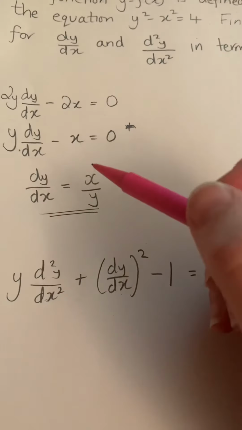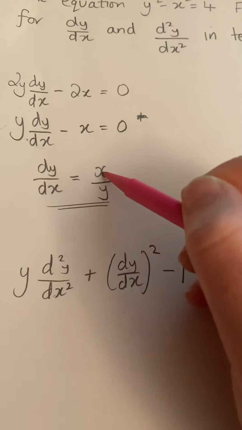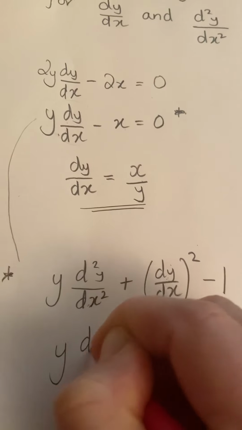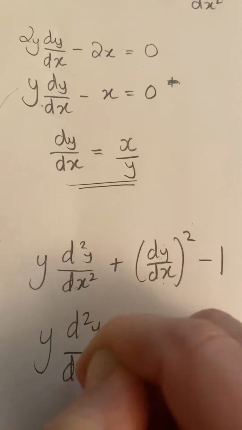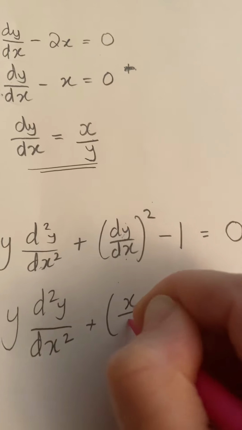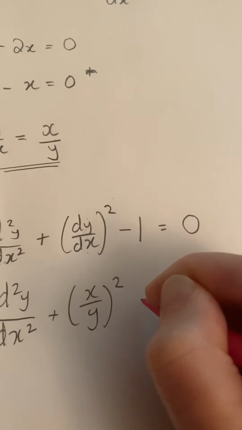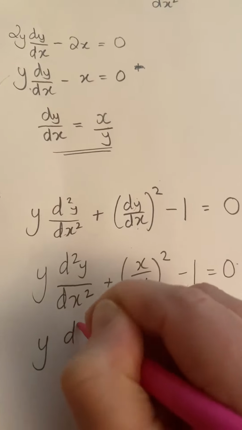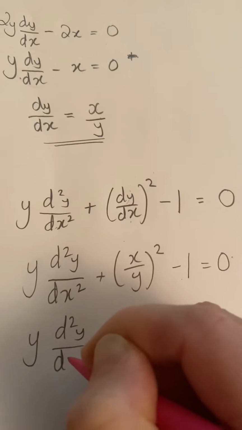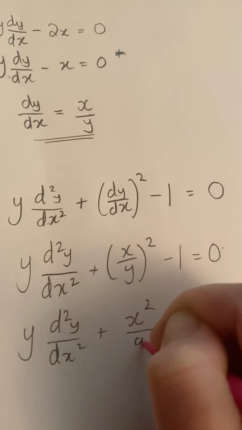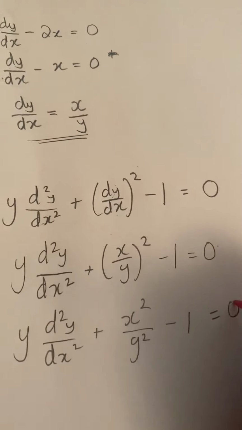Just like we did in the first example, we're just going to replace the dy by dx by what we found at the first bit, so that doesn't change. You just square that. So that will just become y d squared y by dx squared plus x squared over y squared minus 1 equals 0.